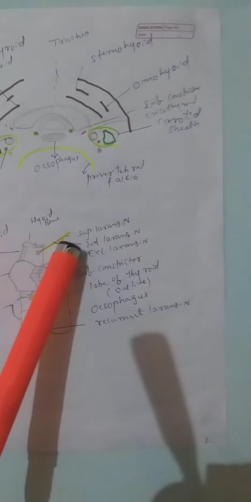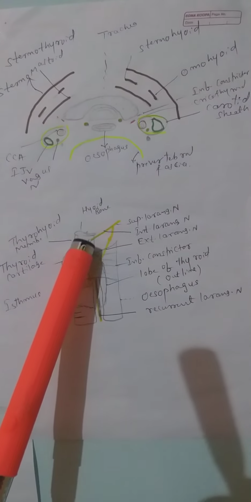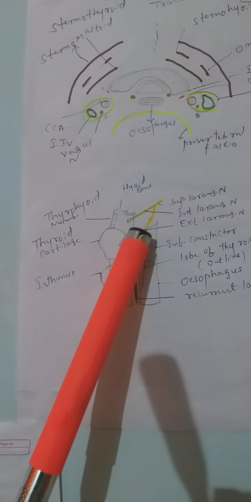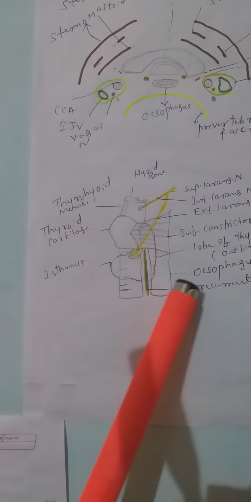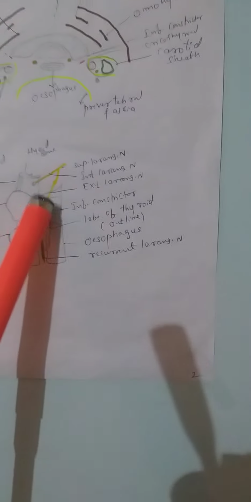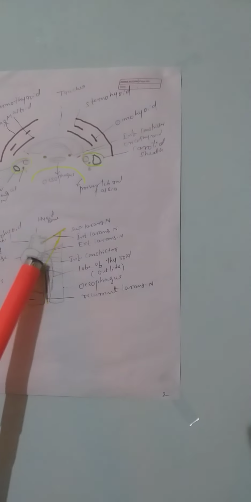Here, two nerves are very important. One is the superior laryngeal nerve, which gives the branch called the internal laryngeal nerve, and the external laryngeal nerve is here. Above it goes the recurrent laryngeal nerve. Two nerves are closely related to the gland. This has to be known. Now we'll see about the venous drainage.